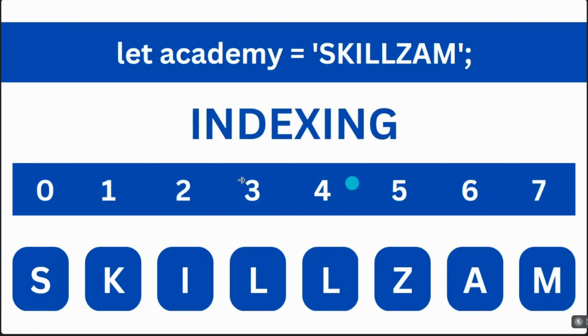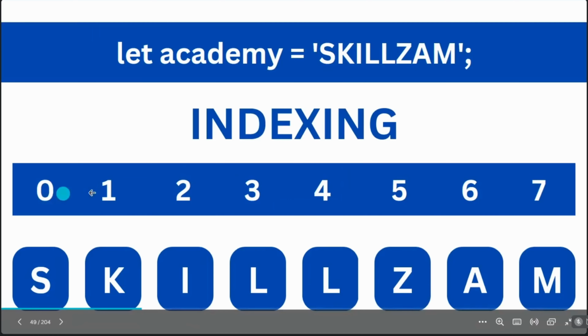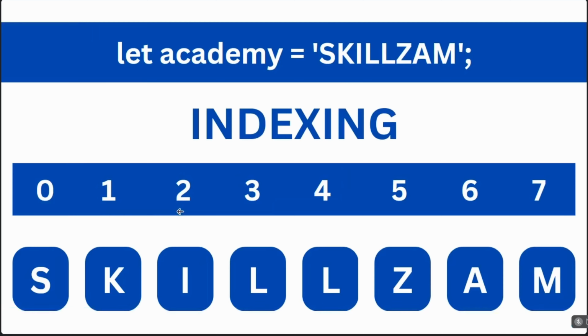Now every character is indexed starting from 0, so that is the reason a string is also called zero indexed. What it means is it will always start from 0 index. So s holds the position at 0 index, k is 1, and so on and so forth, all the way till 7, and the total length of the string is 8 characters. That we are able to find using the length property.